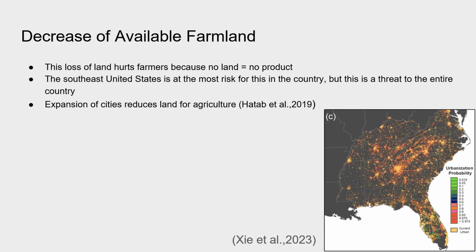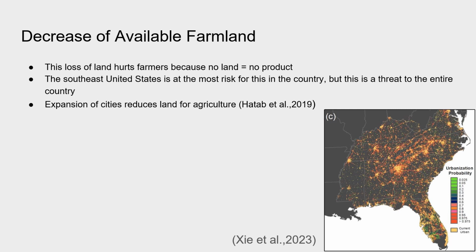So the decrease of farmland still, like I mentioned earlier, the loss of land hurts farmers because no land equals no product, because you can't really put a product out with no land. And I also mentioned earlier that the southeast United States is at the most risk for urban sprawl because there are some large towns in the southeast, and then like I said, it just spreads out.